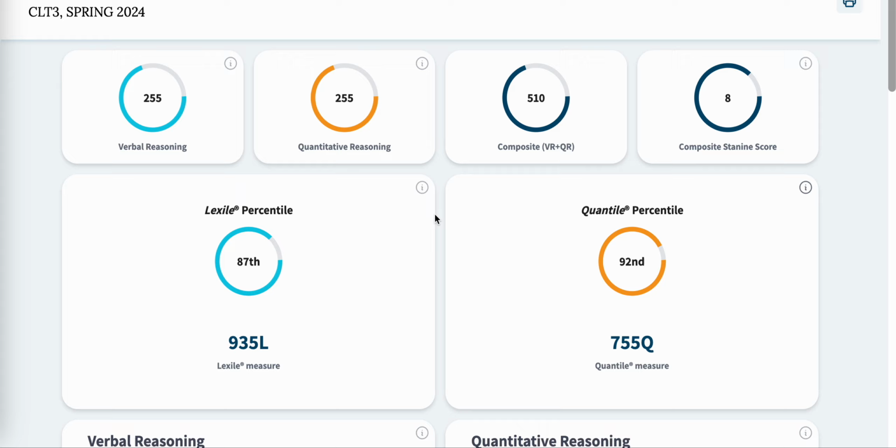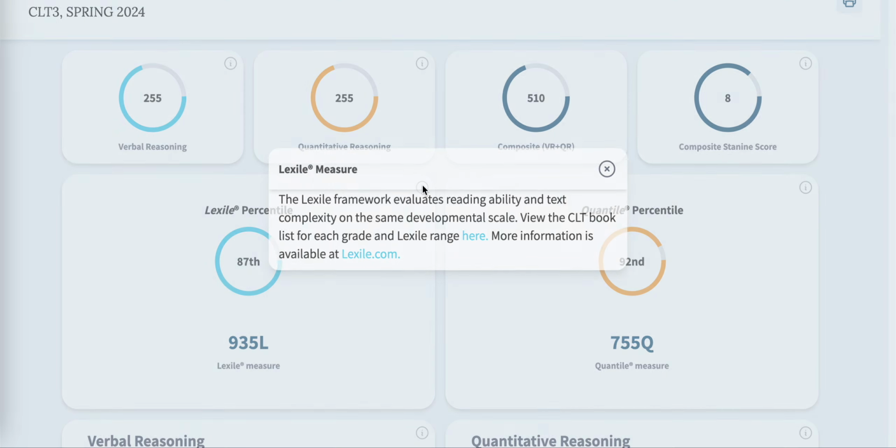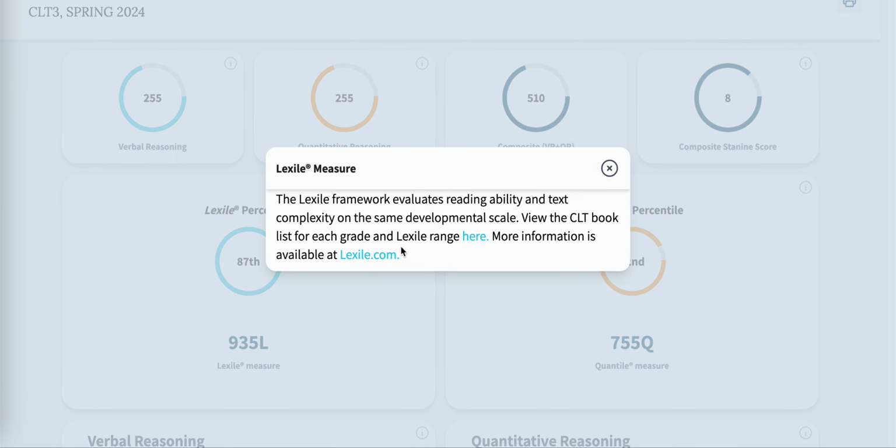All right, so let's talk about percentiles for just a few minutes. The Lexile percentile measures your child's percentile in reading. If we click on the I here, there's a lot of good information on Lexile.com, but this evaluates their reading ability and text complexity on the same developmental scale. And we added our CLT book list for each grade through our summer reading program information, and so you should see that as well. Feel free to click on those links for more information.